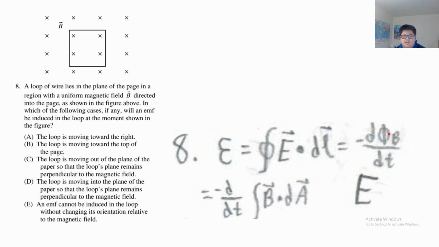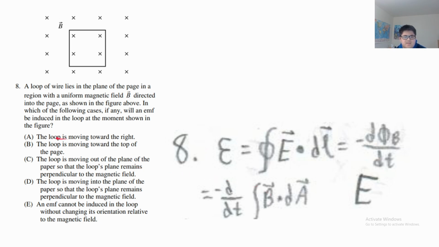And magnetic flux is also given on the formula sheet. It says magnetic flux is equal to the integral of the magnetic field with respect to area. Now, the magnetic field is uniform, meaning it's the same and it's not changing. So the only thing that would induce EMF is if the area changes, the area with respect to the magnetic field.